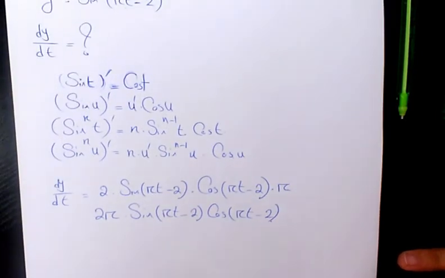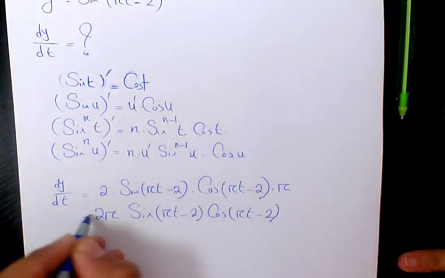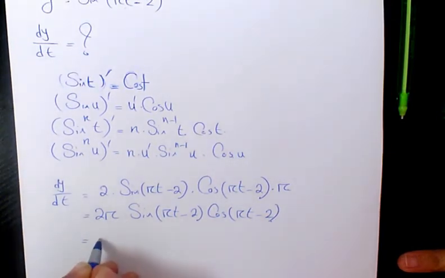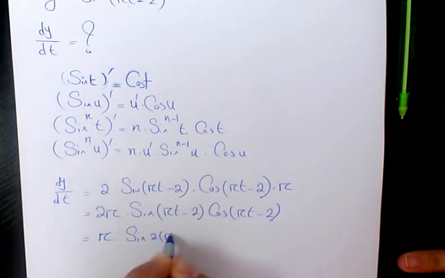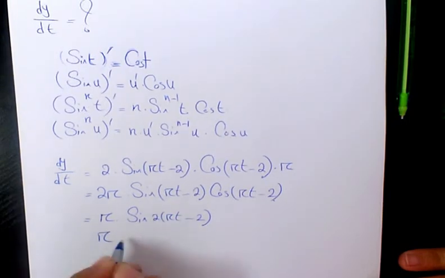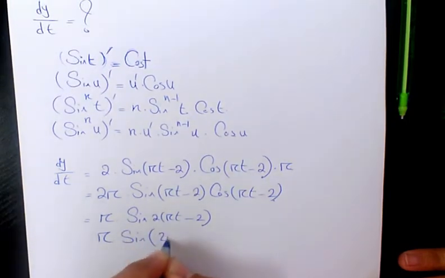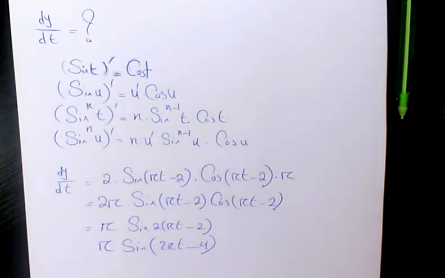This is going to be the final answer, but in case you want to make it a little bit simpler, you know 2 times sine x times cosine x is going to be sine 2x based on the trig identity. So you can write it also in terms of pi times sine of 2 times pi t minus 2, or pi times sine of 2 pi t minus 4. So that's going to be the final answer.